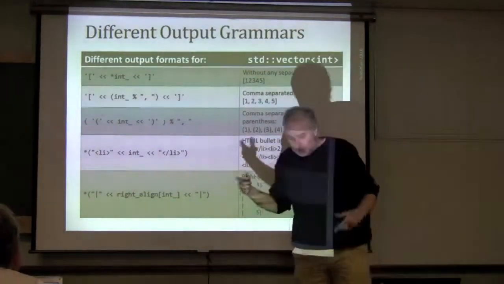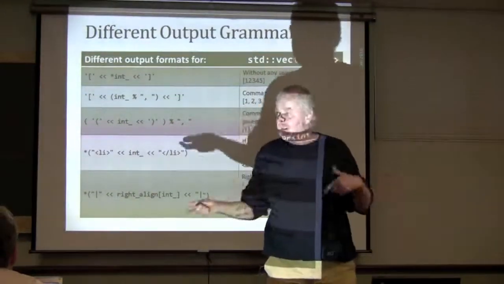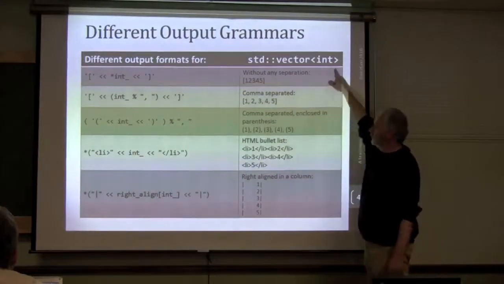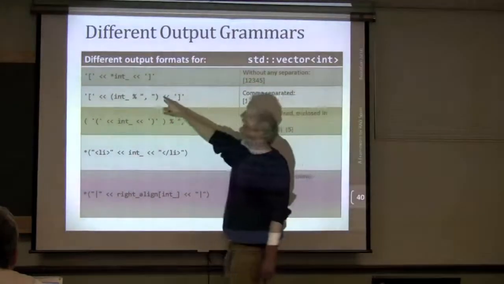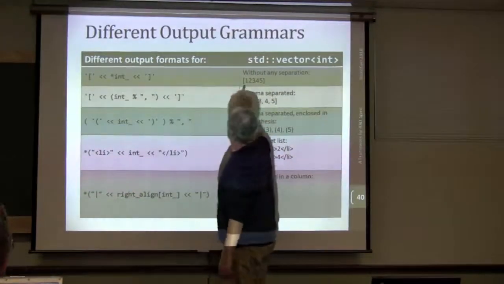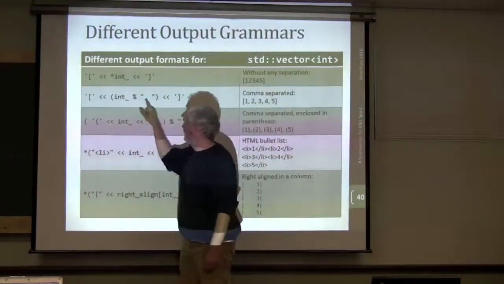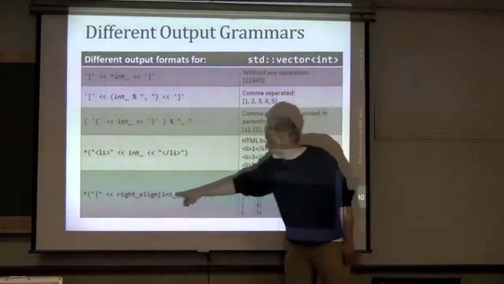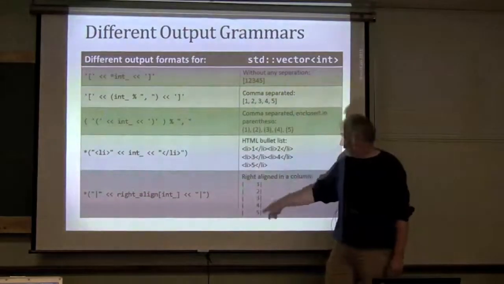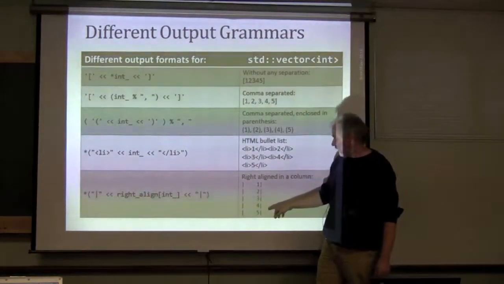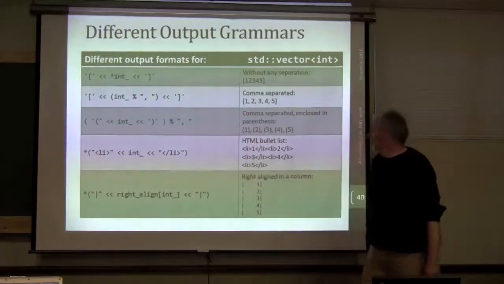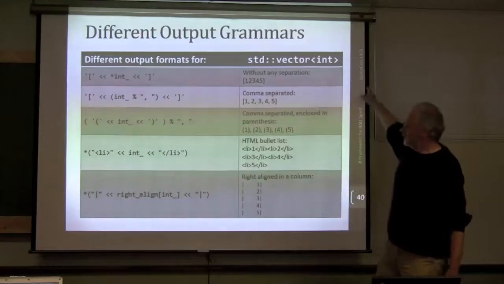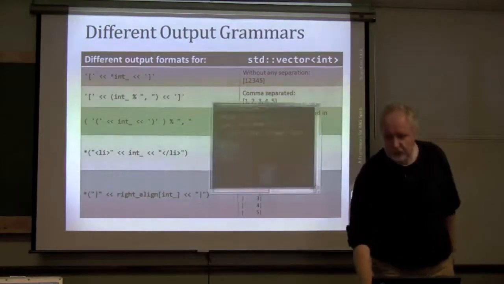As I said in the beginning, karma can be used to separate data and format. And this table just gives you different ways to format a standard vector of integers. If I want to write them in brackets, I get that. If I want to write them comma separated, I get that. And so on and so on. If you want to have a right aligned column with a standard size separated by new lines, you can do that. And things like that. Or an HTML bullet list or so. So the same data type can be used for different output formatting.